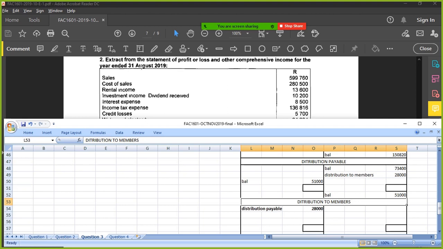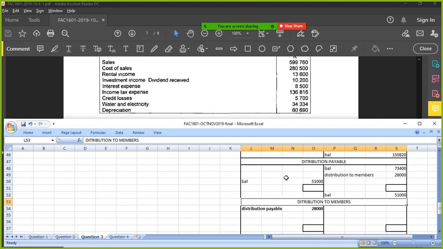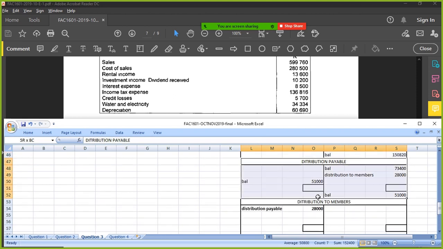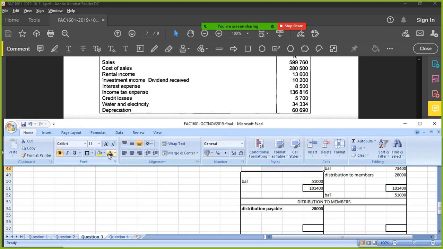Okay, if it's an extract, you can't use this information to work out the retained earnings. So retained earnings, you can't recreate, because there's no profit figure. So you don't actually have to worry about it. You're just looking at those two. Alright, so balancing off this account. That side's bigger.